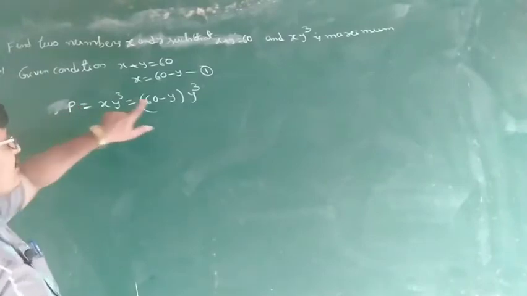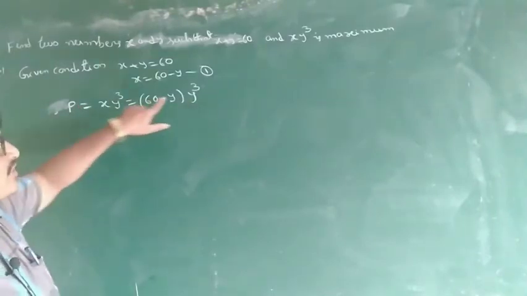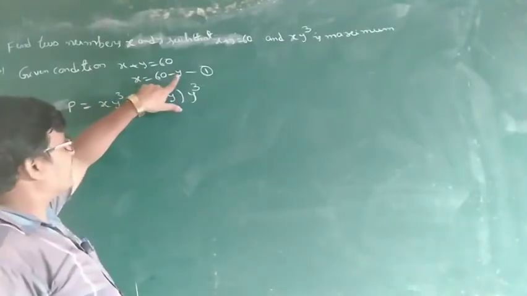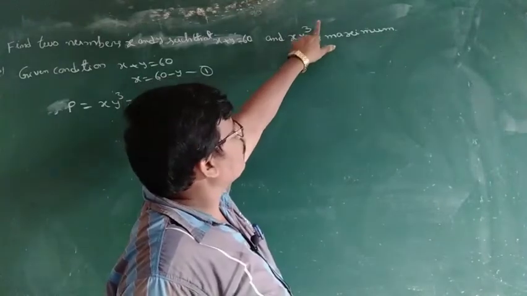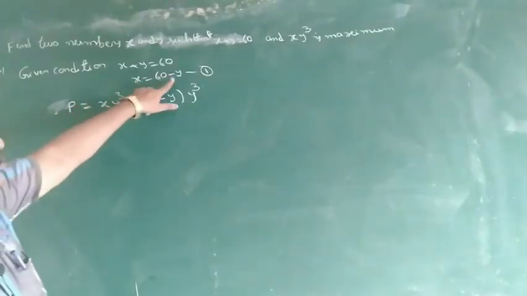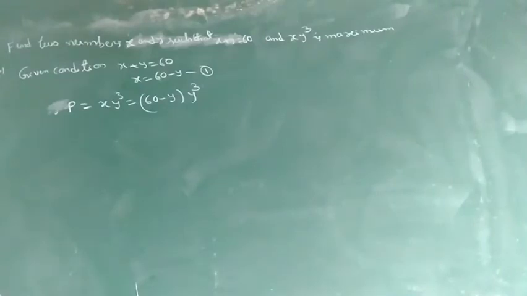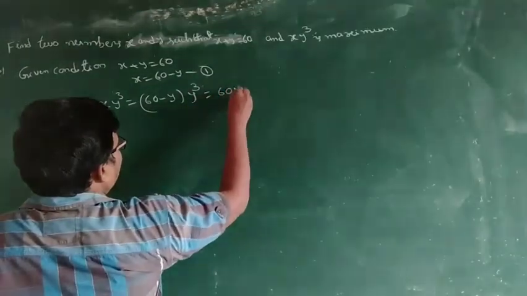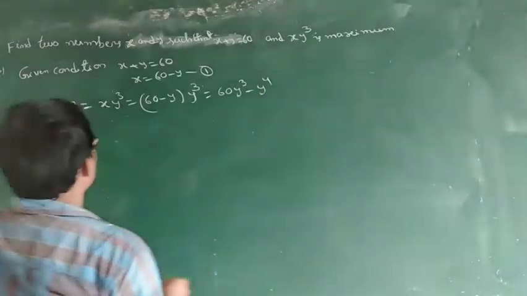The function in terms of y: x is equal to 60 minus y. If we wrote it in terms of x, it would be 60 minus x whole cube, and we would need the a minus b whole cube formula. That is the lengthy procedure, and this is the very easy procedure. So let us take x is equal to 60 minus y. That gives 60 y cube minus y power 4.